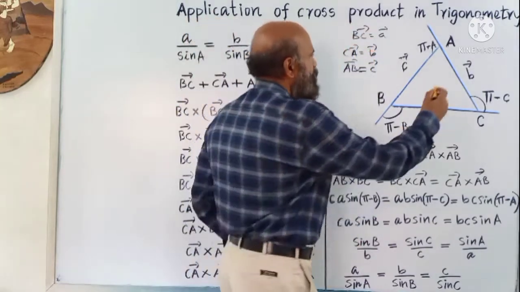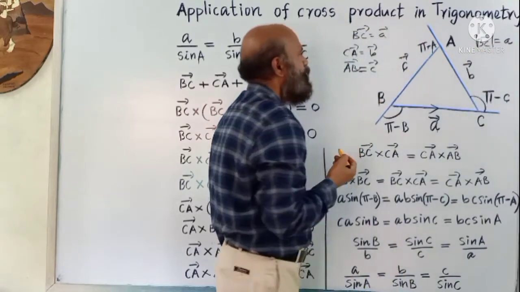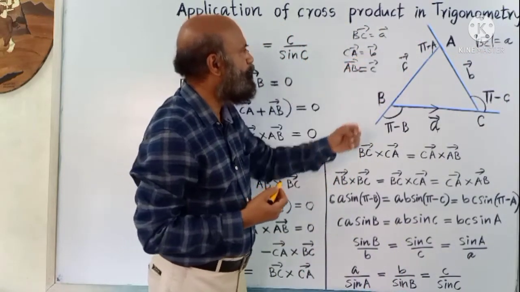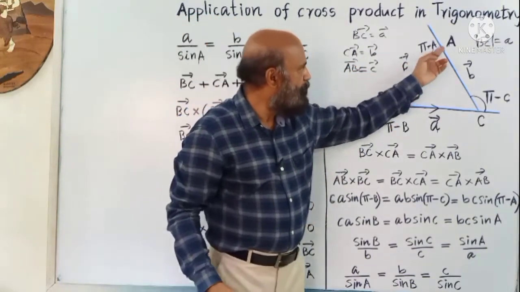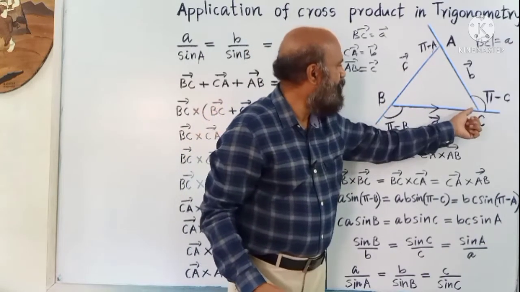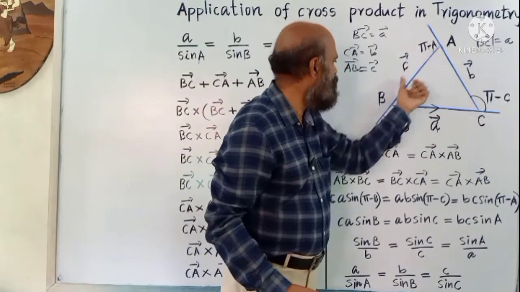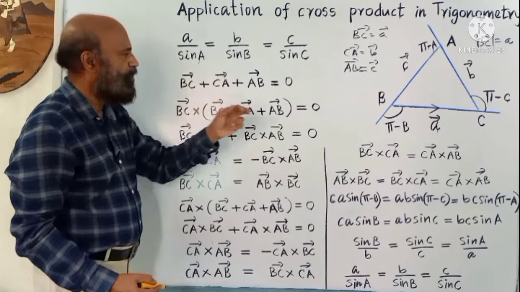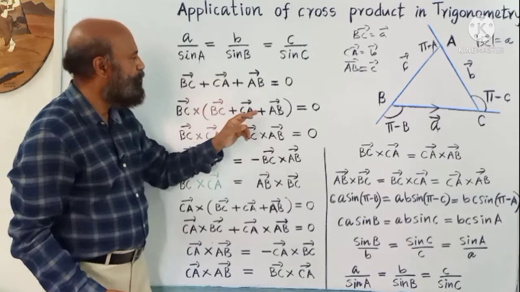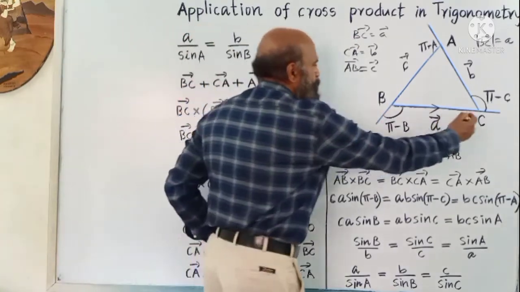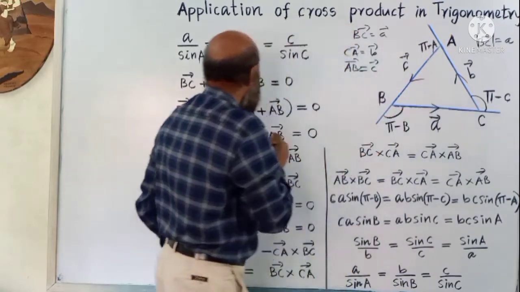So modulus of BC vector is a. Modulus of CA vector is b. Modulus of AB vector is c. Then in this triangle, BC vector plus CA vector plus AB vector is equal to 0, because we are starting from B and coming back to B. Sum is 0.